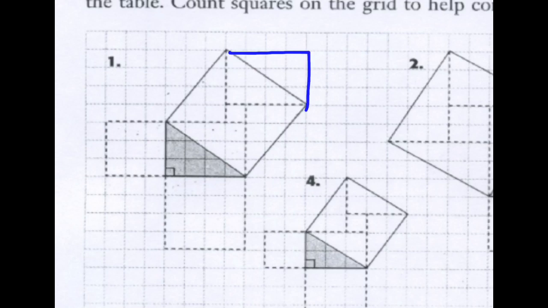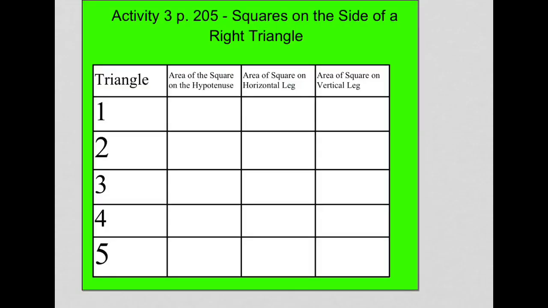So now I've got 2 of those right triangles that make up that square. I've connected them together, and now I can count up the area of those 2 right triangles without having to count up half squares. So there's 1, 2, 3, 4, 5, 6, 7, 8, 9, 10, 11, 12. So 2 of those triangles would be 12. Another 2 would be 12, that's 24. Plus the 1 is 25. So the area of this square on the hypotenuse is 25. I'm going to write that in my chart.